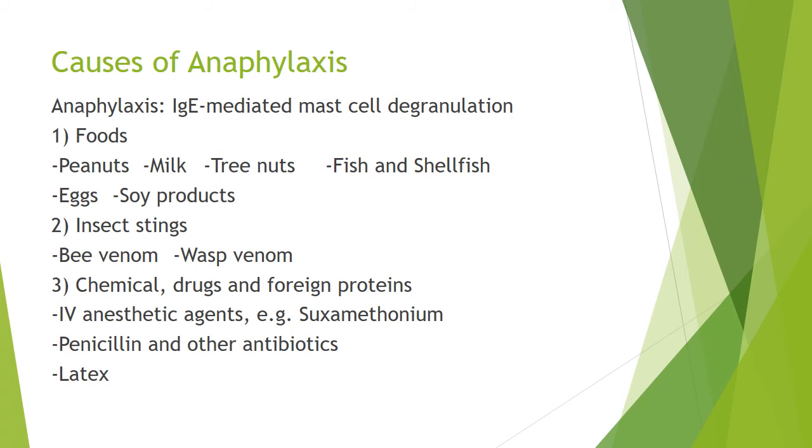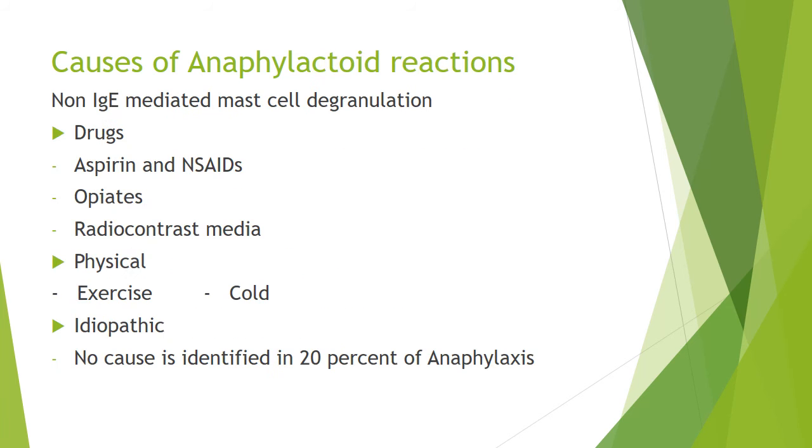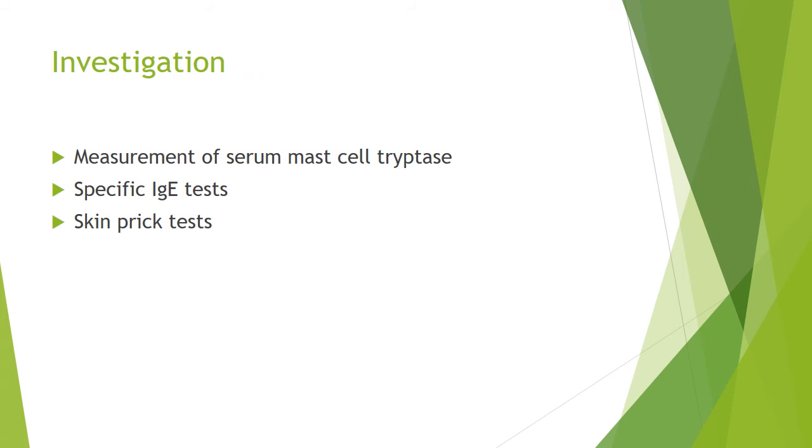Insect stings, be it bee venom or wasp venom, and chemical drugs and foreign products like IV anesthetic agents, for example succinylcholine, penicillin and any other antibiotics, latex. Any drug can cause anaphylaxis, but these are the important ones. And there are anaphylactoid reactions which are non-IgE mediated. Mast cell degranulation can be caused by drugs like aspirin and NSAIDs, opiates, and radio contrast media, and by physical exercise and cold. In 20% of cases of anaphylaxis, the cause cannot be found. So investigations include measurement of serum mast cell tryptase, specific IgE tests, and skin tests.